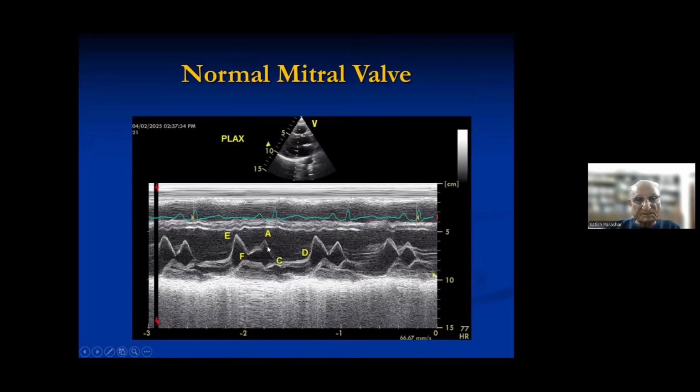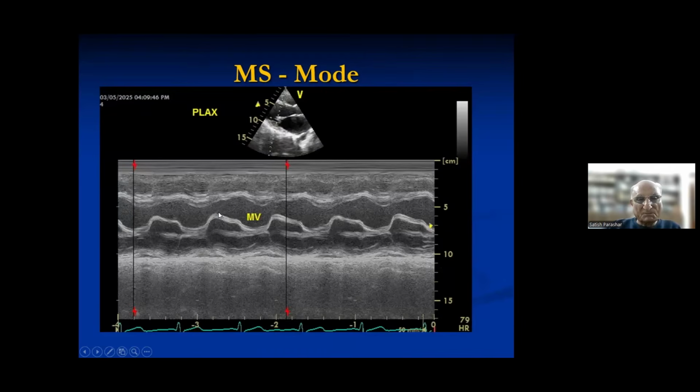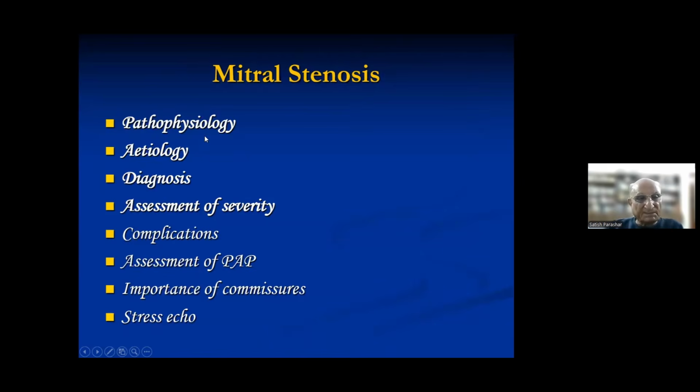This is a normal mitral valve. Now here you see there is a restricted opening because the valve is diseased, the valve is thickened. But the most important sign is a paradoxical motion of the posterior cusp. So we have assessed the main diagnosis. So once you know the pathophysiology, etiology, and diagnosis, you have seen how we diagnose. Now, assessment of severity.